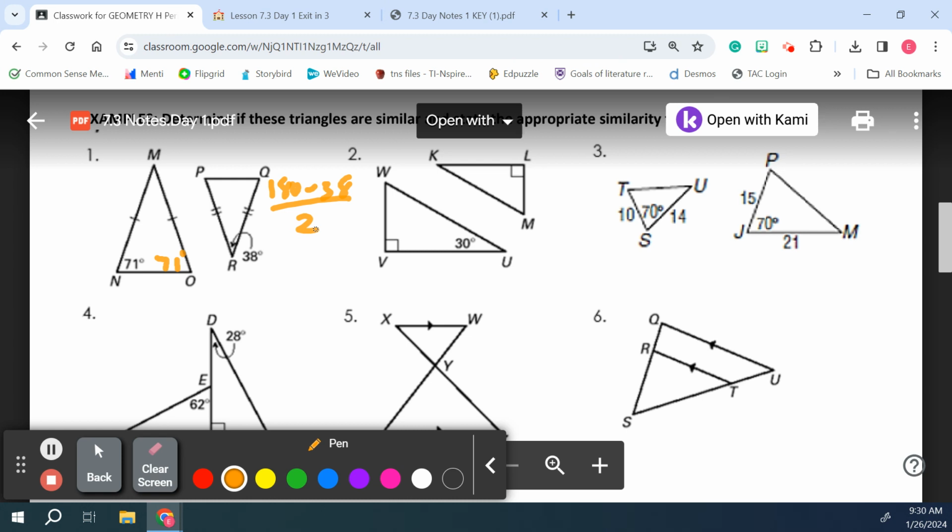Perfect. All right, so we know that this is 71. This is also 71. So we're going to state here yes, and this will be by angle, angle, similarity.